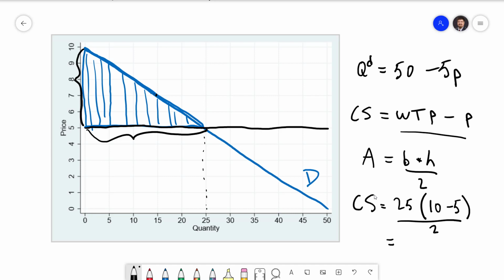We can do the top first. 10 minus 5 is 5. 5 times 25 is 125. Divide that by 2, which is going to come out to 62.5.